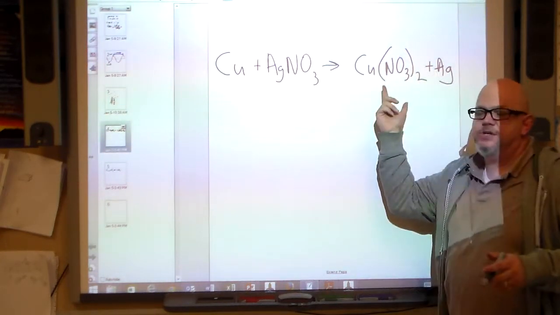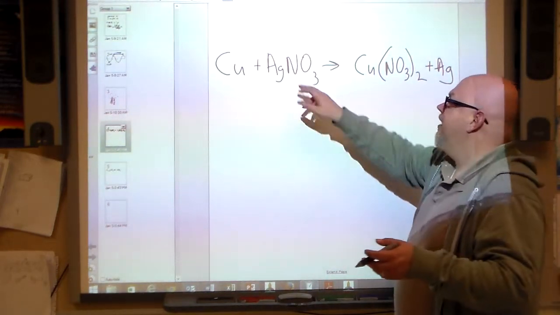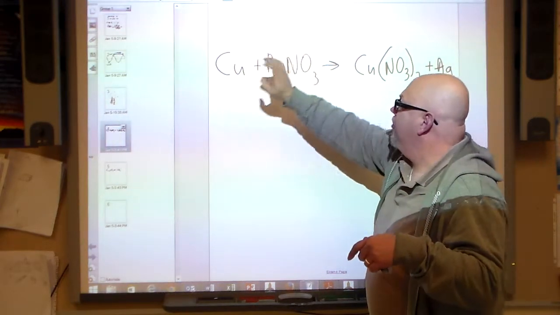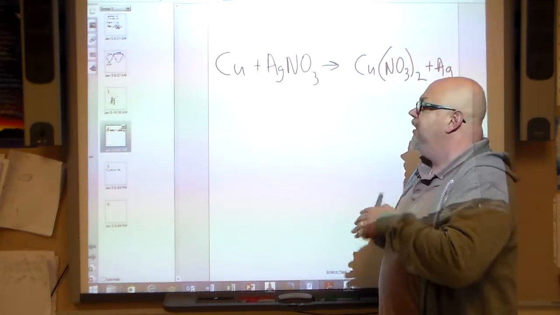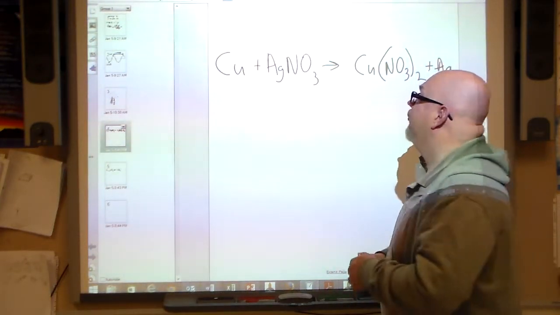Now, how would I know that this is copper 2? Well, if you look on your ion chart, you'll notice that the Ag is a +1 and the NO3 is a -1. We don't have to worry about these because they are all balanced. But let's take a look at the parts of a chemical equation before we go about balancing.